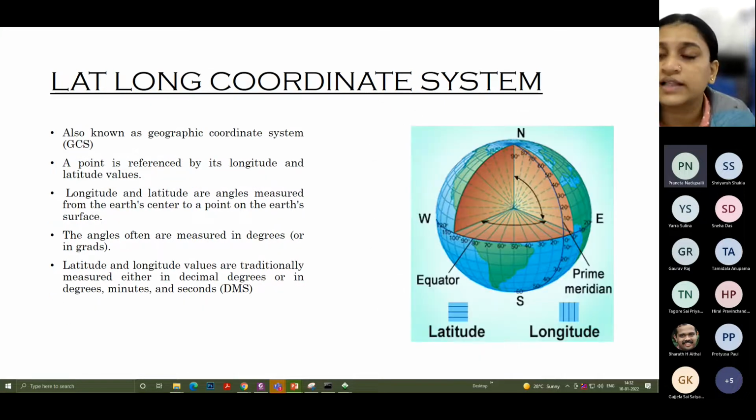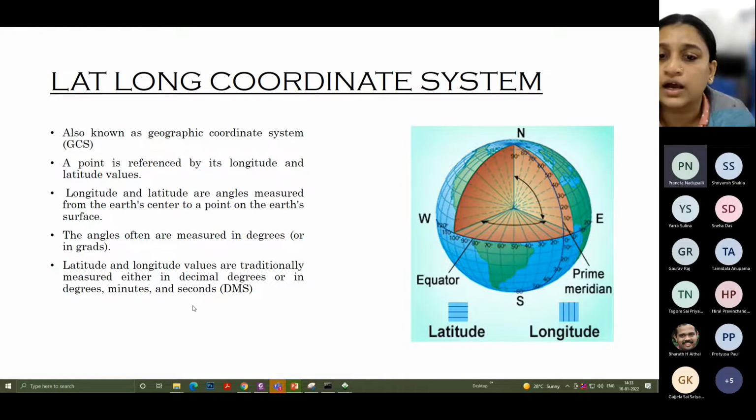Next is the lat-long coordinate system. The lat-long coordinate system, also known as the geographic coordinate system, is referenced by longitude and latitude. Longitude and latitude are angles measured from the center of the Earth, mostly in degrees.